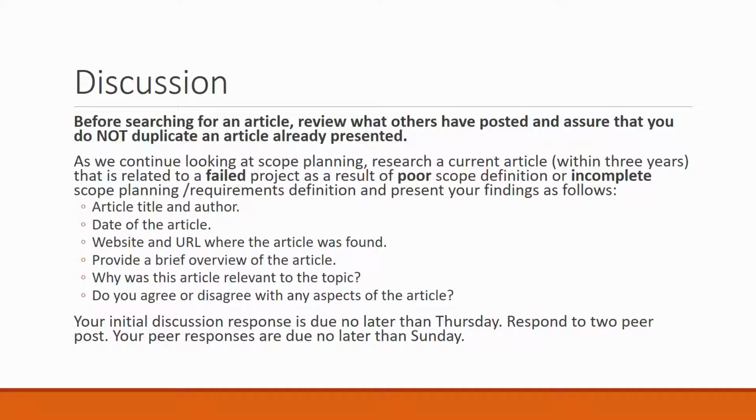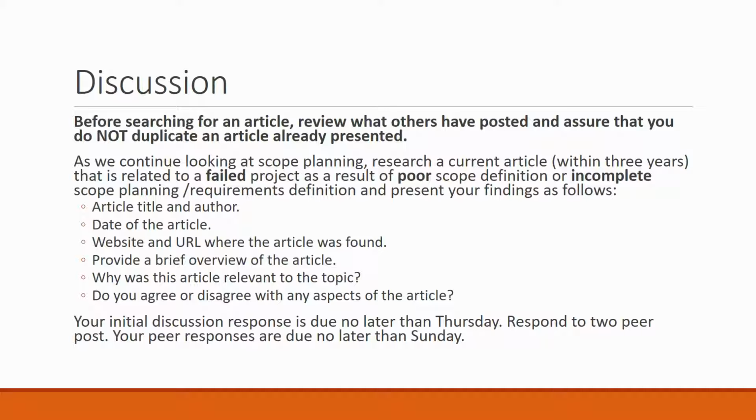All right, so this week's discussion, I want you to go out and find an article that is within the last 3 years. So basically we want something that's fairly current. And what we want to do is look at a failed project due to poor scope definition or incomplete scope planning or requirements. You're going to need to look at types of project failures, or projects that have failed, and you want to focus in on the why, and you want the why to be related to scope definition.